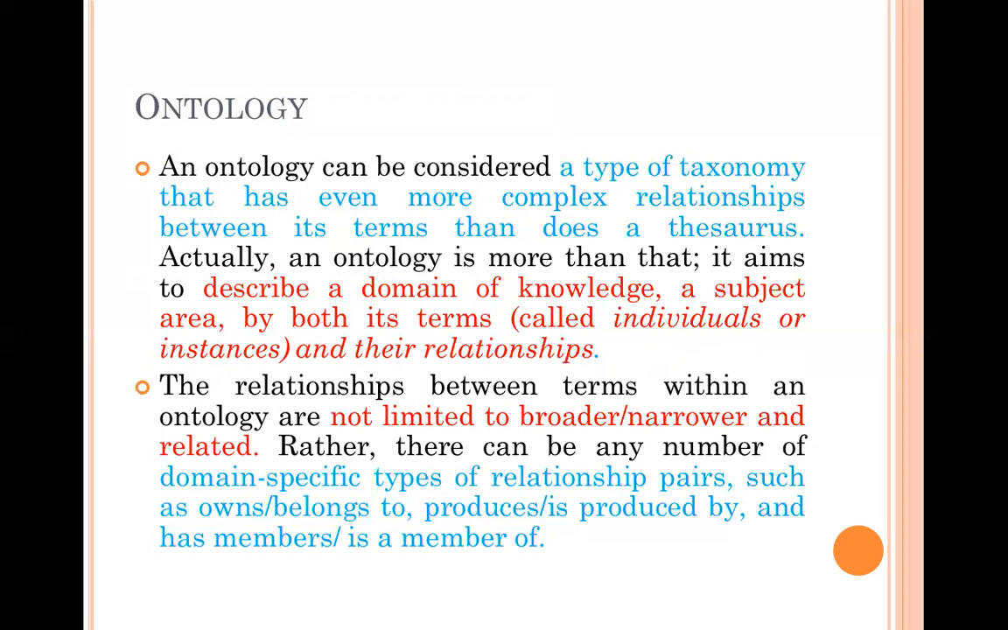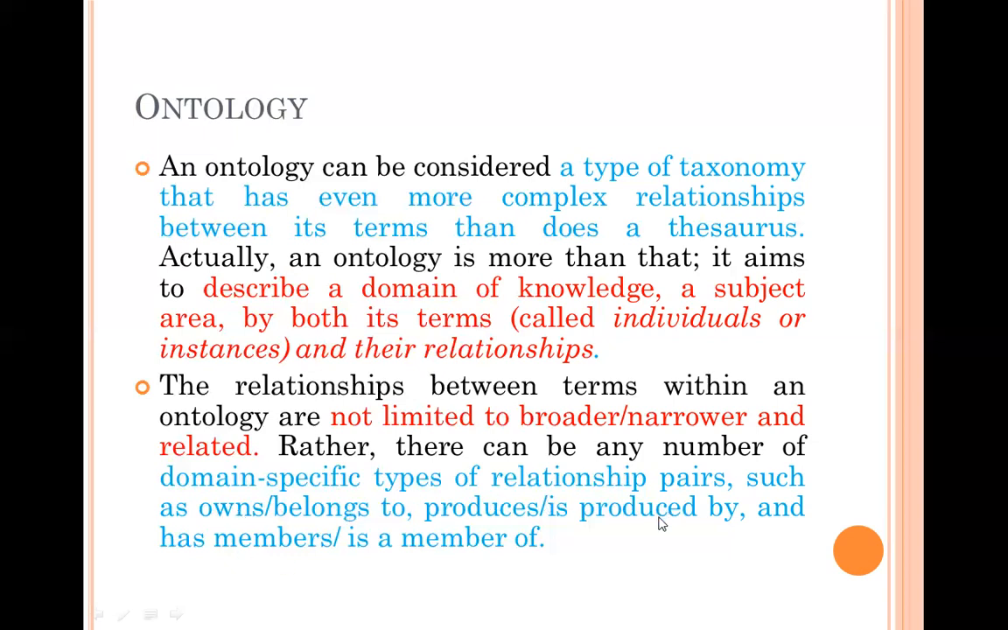But in ontology, we are bothered about different types of relationship that may exist between terms based on the subject for which you are preparing the ontology. So the relationships between the terms are not restricted only to broader term, narrower term, but they are fixed based on the subject for which you are preparing the ontology. For example, you can have such kinds of relationship as owns, belongs to. For example, this car belongs to Ramasamy. Ramasamy owns this car. This kind of relationship.